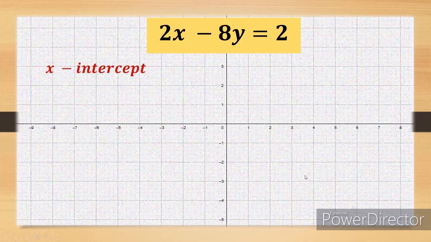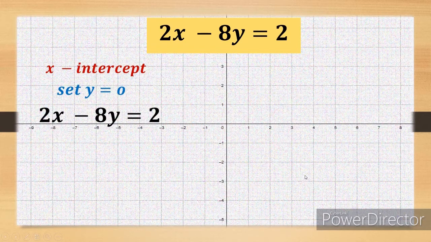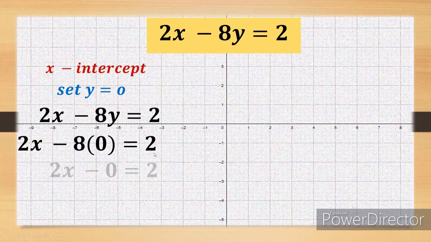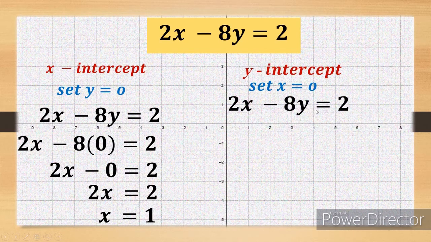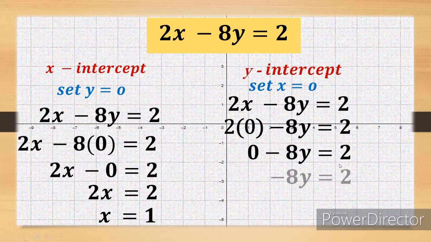Next equation, the x-intercept, set y as 0. So, we have 2x minus 8 times 0 is 0 equals 2. So, we have 2x equals 2 and divide both sides by 2. X is 1. For the y-intercept, set x as 0. So, we have 2x minus 8y equals 2. 2 times 0 is simply 0. So, we will be having now negative 8y equals 2. To make it positive, divide both sides by negative 8. So, we have y equals negative 1/4.